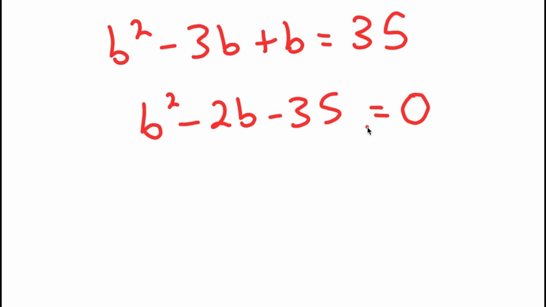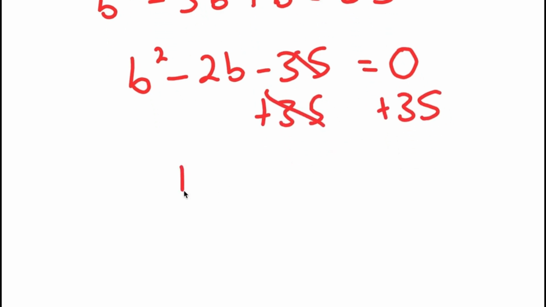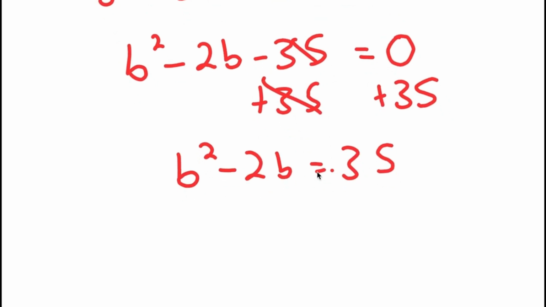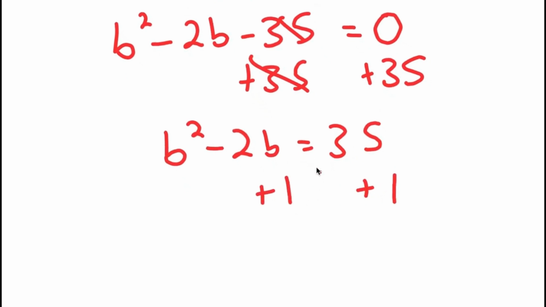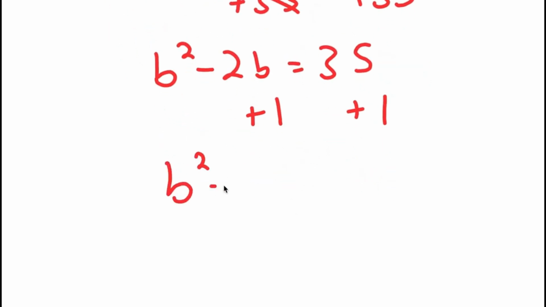Now from here, what I'm going to do is actually add this back because we did miss a step. So B squared minus 2B is equal to 35 once again. Actually, before doing that, what I'm going to do is add 1 on both sides. So now I have B squared minus 2B plus 1 is equal to 36.